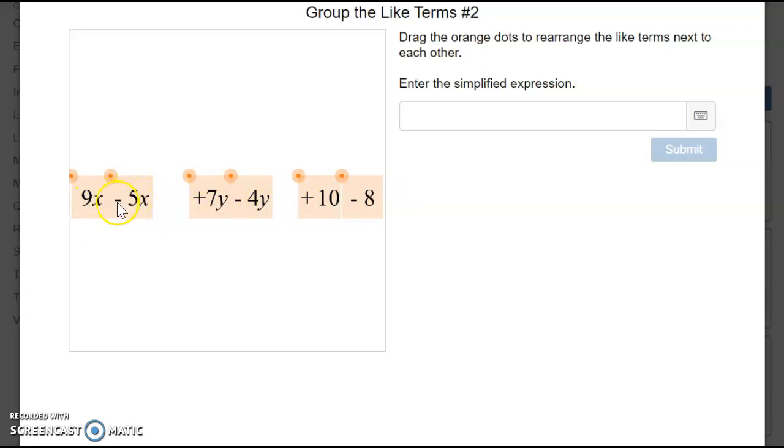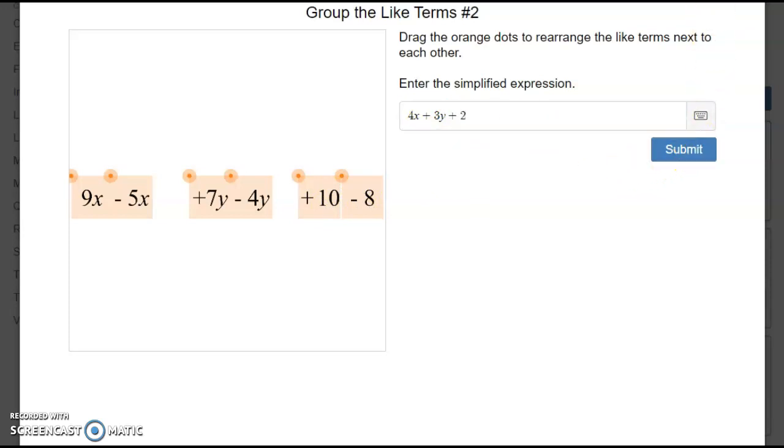Okay, notice the way the negative sign came with the variable that followed. The number and the variable followed. So the sign always belongs to the number that follows. So do not lose the negative sign here. So 9x minus 5x: 9 minus 5 is 4. 4x. We are dealing with 4x. Okay, and then plus 7y minus 4y. We have 7 minus 4 is 3. So 3y. And then finally 10 minus 8 is 2. So it's going to be plus 2.